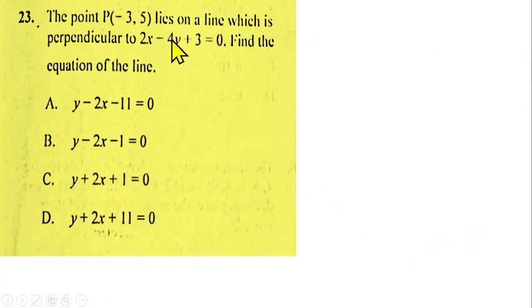Question number 23 is from coordinate geometry. The point P having the coordinates minus 3, 5 lies on the line which is perpendicular to 2x minus 4y plus 3 equals 0. We have to find the equation of the line. So we are looking for the equation of the line that is perpendicular to this line. We know that the condition for perpendicularity of two lines is that the product of their gradients must be equal to minus 1. So you can find the gradient of this line first.